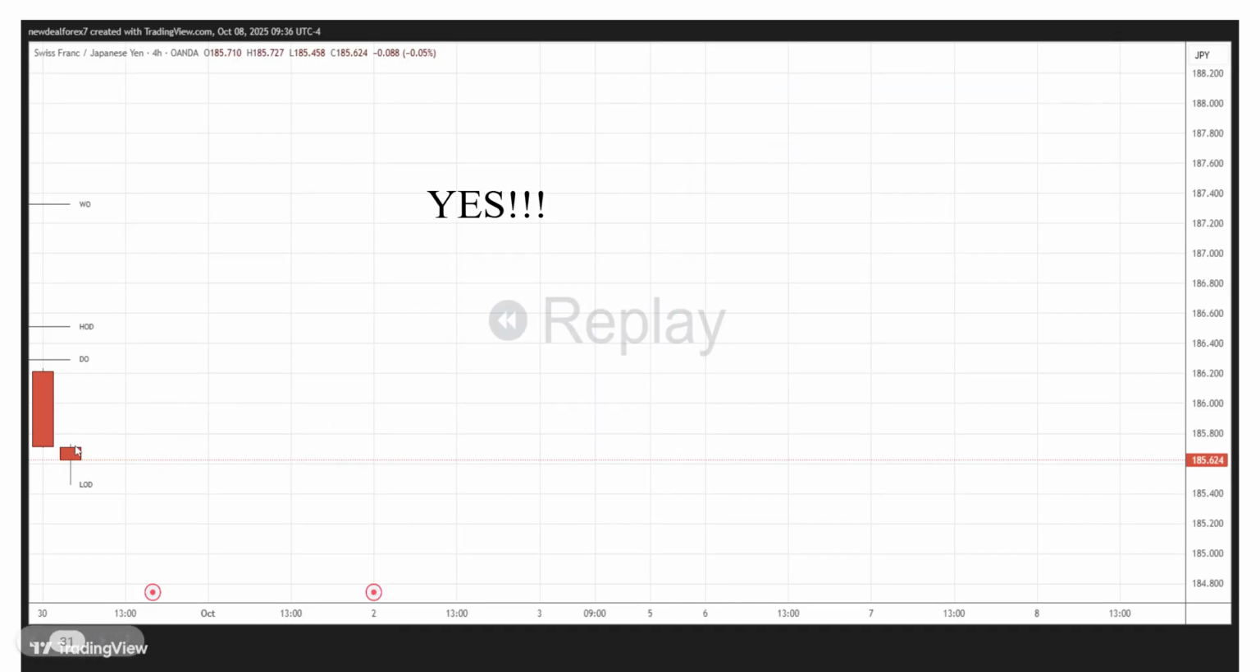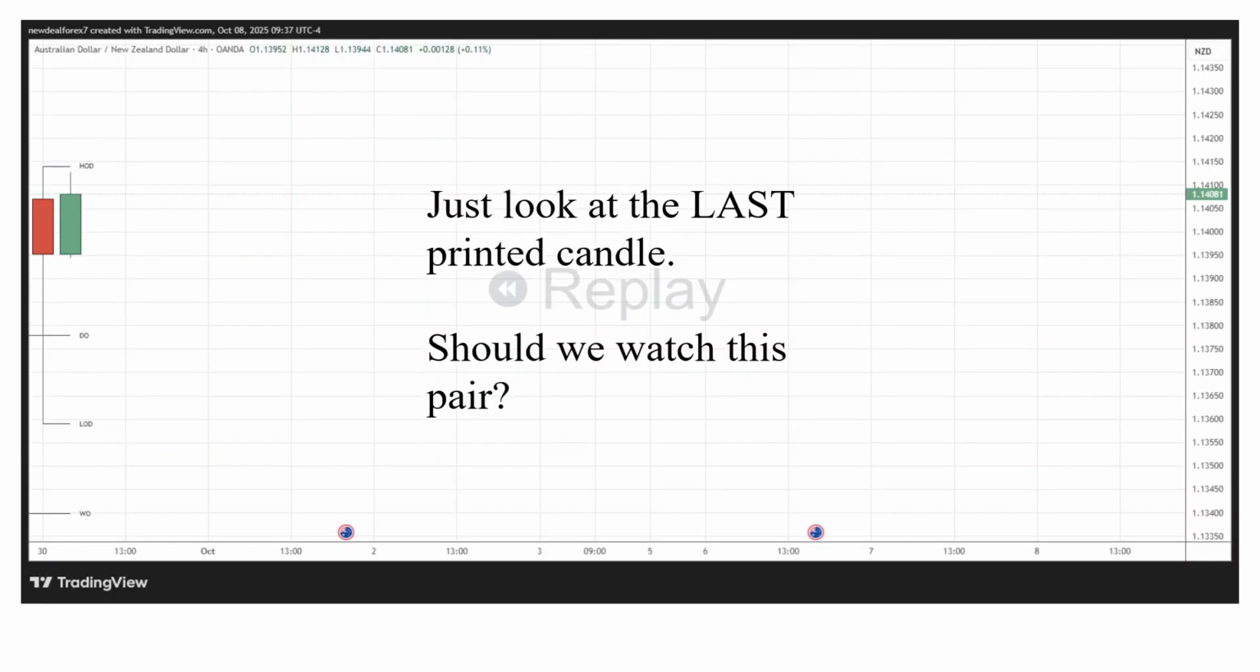Why? Because this is the 5 a.m. candle. The low of day is right here. So in order to trade this, I would want to see price go below the low, close inside of it, and then go up. And that's it. Now I'm going to let you do the next one on your own. 7 seconds. Look at the last printed candle. Ignore this red one, this green one. This is the 5 a.m. candle. Should we watch this pair? 7 seconds.